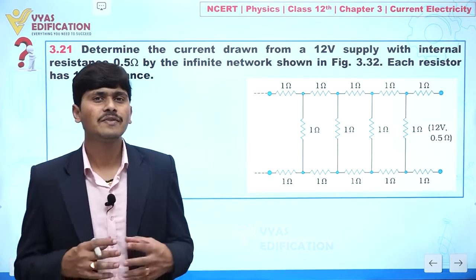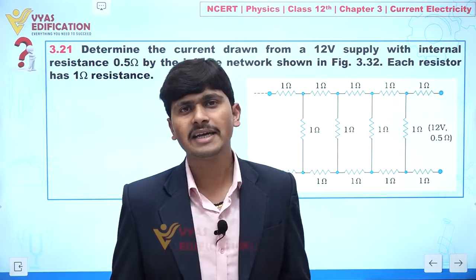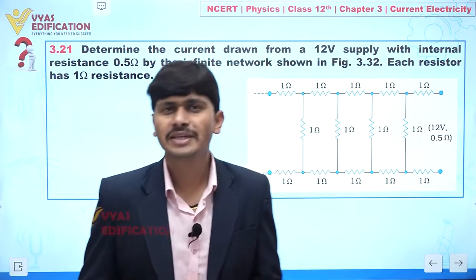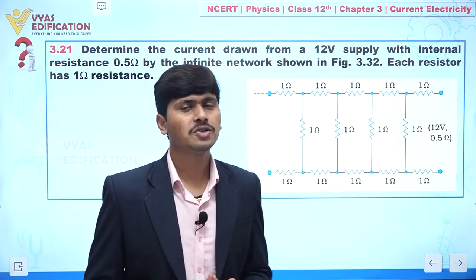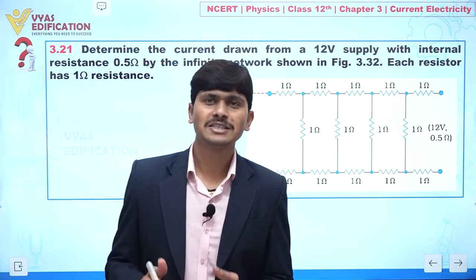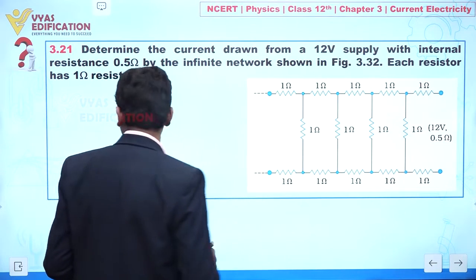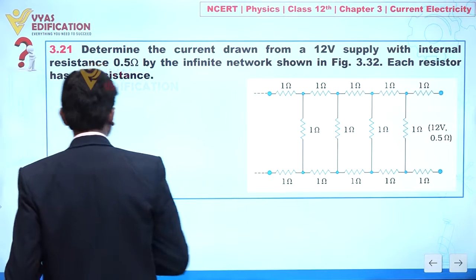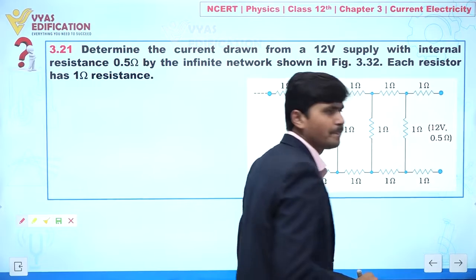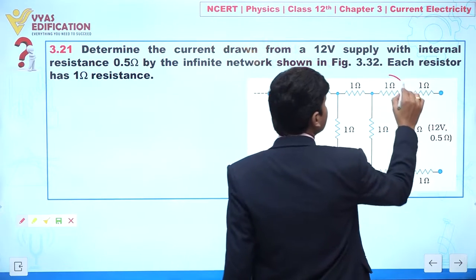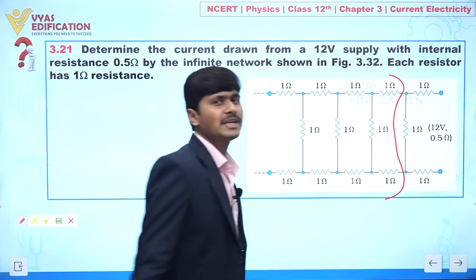How can we solve an infinite network problem whenever you find such a combination of resistances? First of all, your objective should be to recognize the repetitive branch. If you concentrate on this screen, you can say this is 1 ohm resistance, 1 ohm, and this is 1 ohm. From here we can say this circuit is repeating itself.